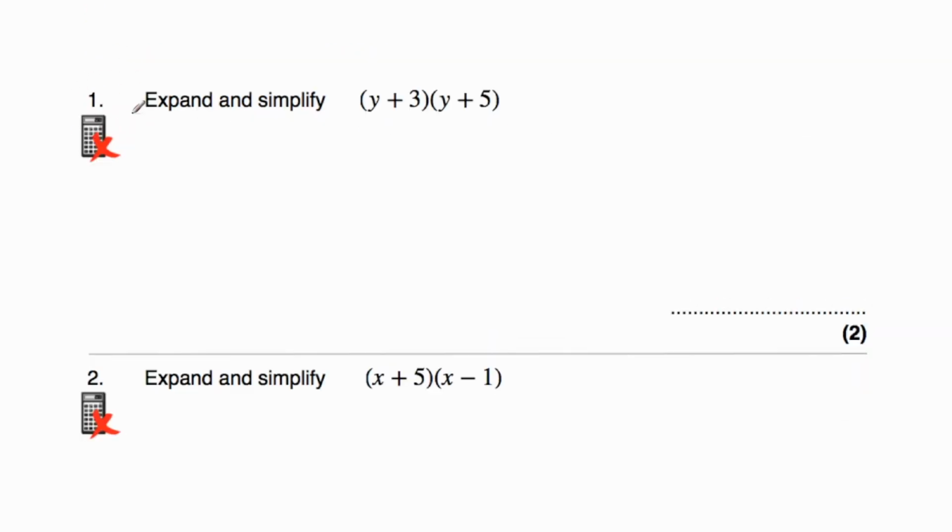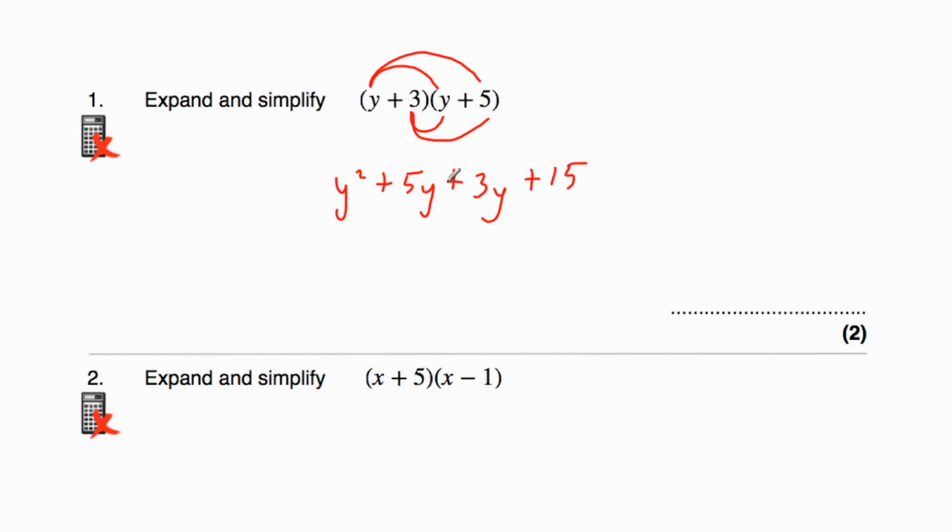So, question number 1 says expand and simplify y plus 3 times y plus 5. So we need to multiply everything in the second bracket by everything in the first bracket. So we're going to do y times y, so that's y squared. Then y times 5, so that's plus 5y. Then 3 times y, that's plus 3y. And then 3 times 5, that's 15, so plus 15.